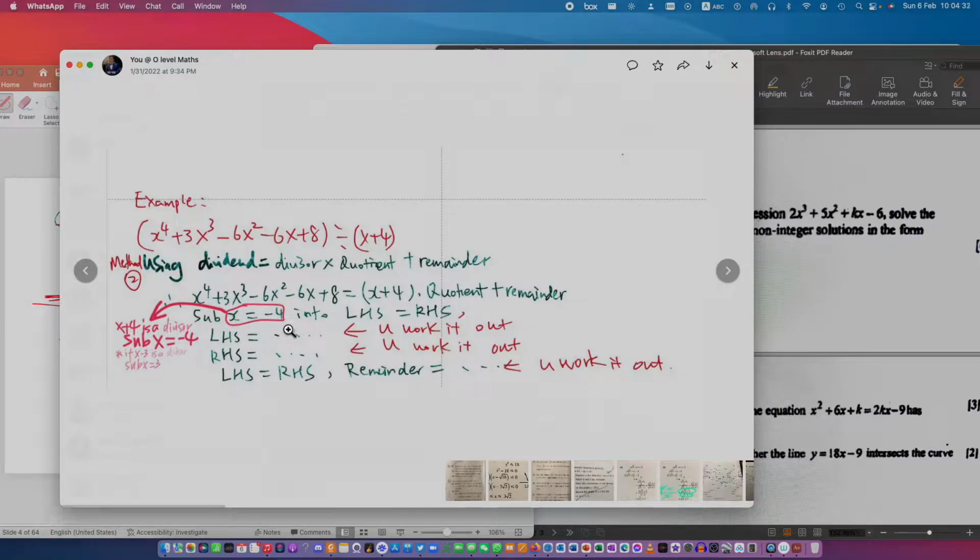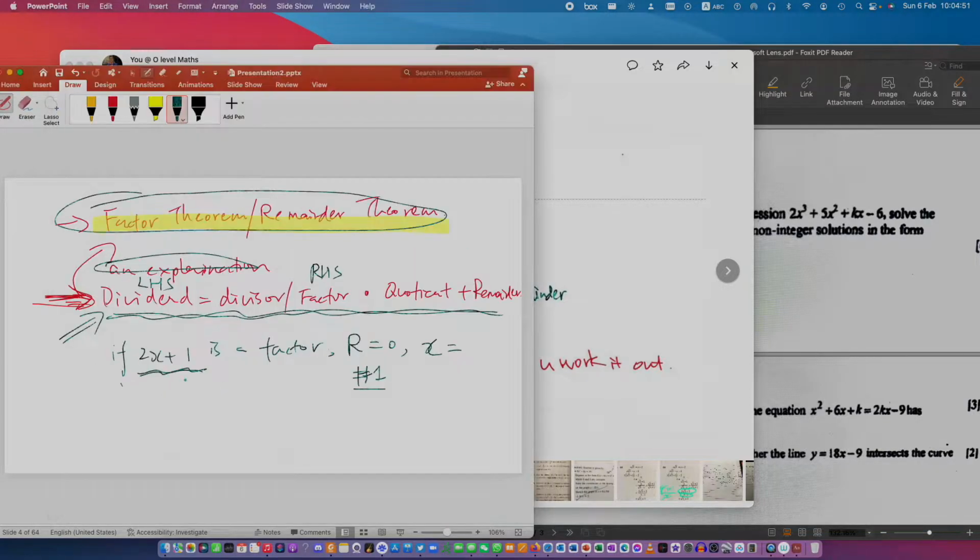x equals -4. Why? It's because when -4 and +4 come together they make 0, so 0 times the quotient is 0. Exactly. So further, I give you another example. If x minus 3 is a divisor, I will sub x equals 3 into it. So now the remainder is zero.